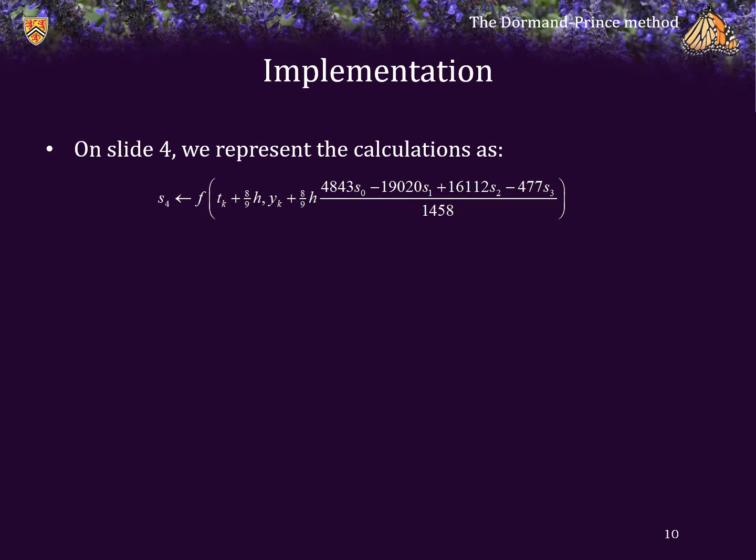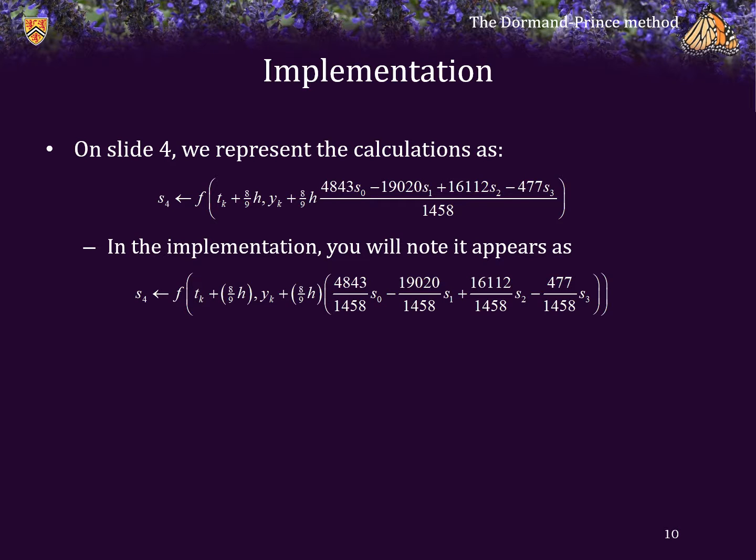Now on slide 4, we represented the calculations of the various slopes as follows. You will note that we have a linear combination of the previous slopes with very large integers, which may seem a little peculiar. However, this is useful in that you can sum up the coefficients in the numerator and you will see that they sum up to the denominator. What this means is that we are taking a weighted average of the slopes. Only once we calculate that weighted average do we multiply by 8/9 times h.